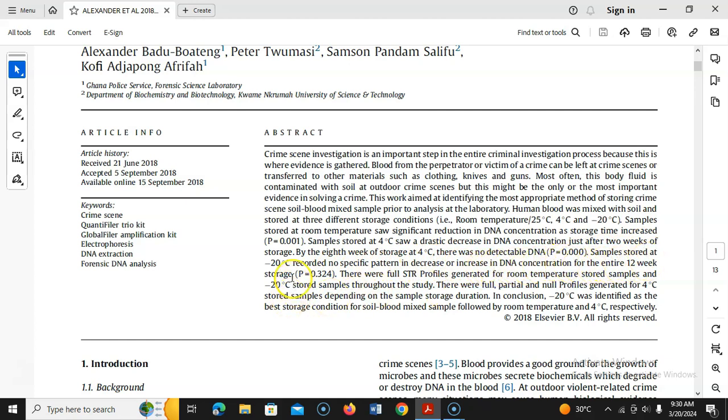Samples stored at minus 20 degrees Celsius recorded no specific pattern in decrease or increase in DNA concentration for the entire 12-week period. There were full STR profiles generated for room temperature stored samples and minus 20 degrees Celsius stored samples throughout the study. There were full, partial, and null profiles generated for 4 degrees Celsius stored samples, depending on the sample storage duration. In conclusion, minus 20 degrees Celsius was identified as the best storage condition for soil blood-based samples, followed by room temperature and 4 degrees Celsius respectively.